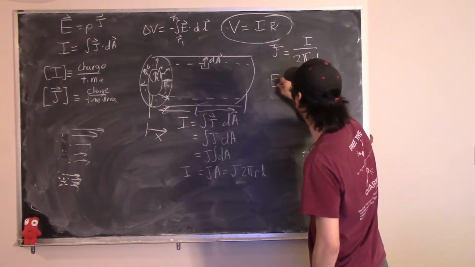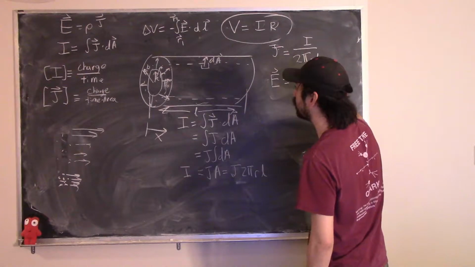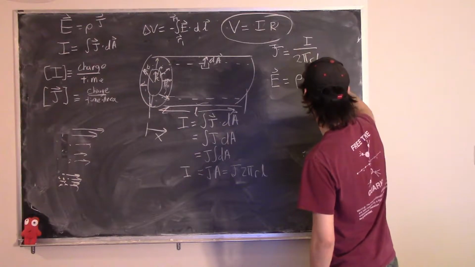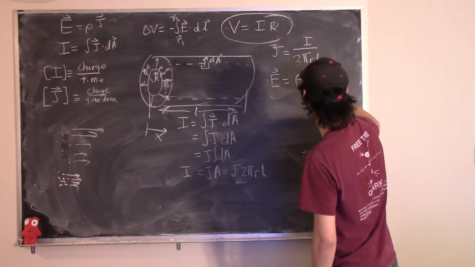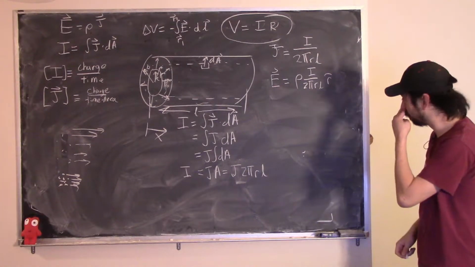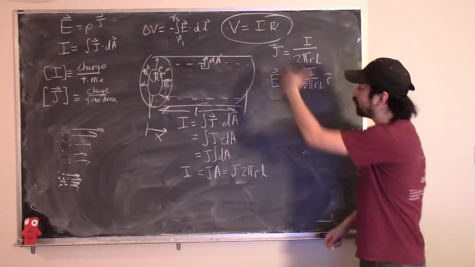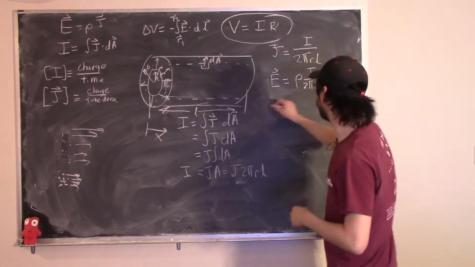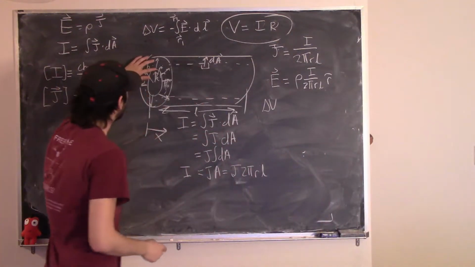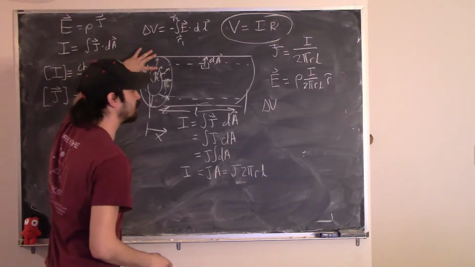This says that E vector is going to be equal to rho times I divided by 2 pi RL, pointing out in the radial direction now. And now the last step that we're going to have is just to calculate what the difference in electric potential is between this inner surface and this outer surface.